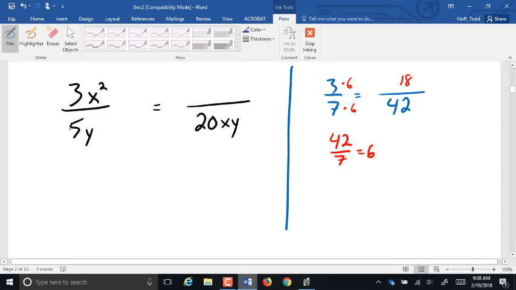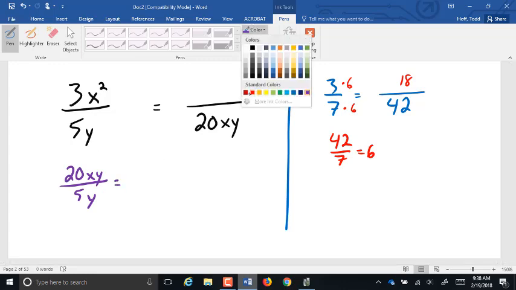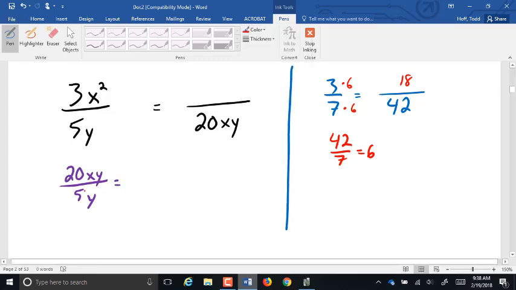If I'm not sure what to multiply 5y by to turn it into 20xy, I take my 20xy and I divide by 5y. What is 20 divided by 5? 4. x divided by nothing is x, and y cancels out. Right? So it's just 4x. So it's 5y times 4x.